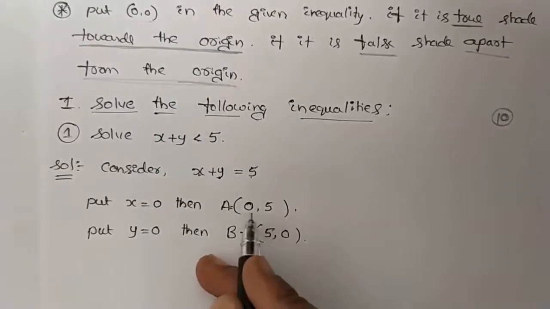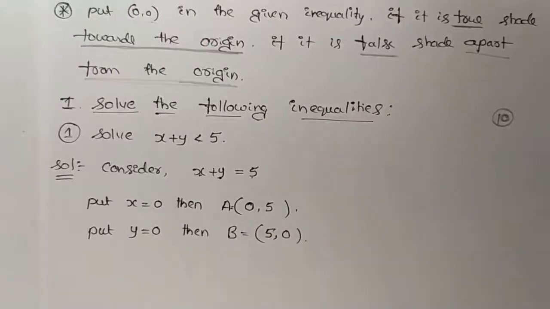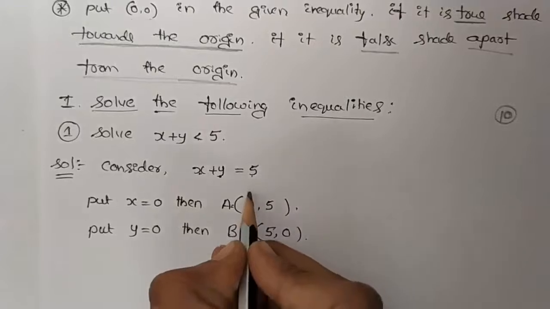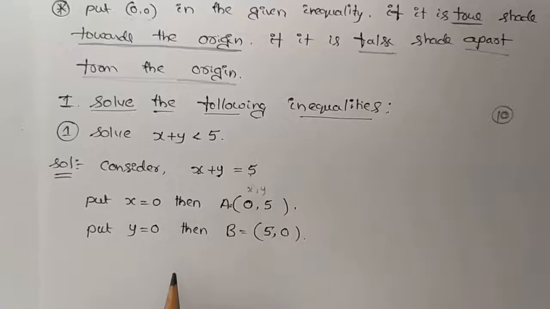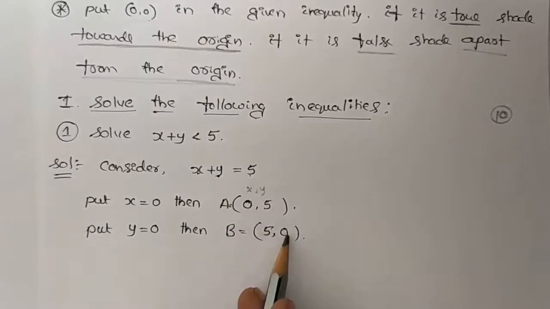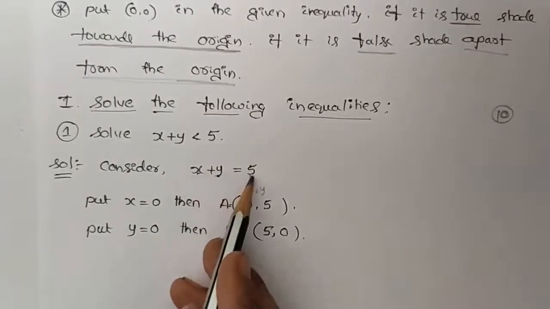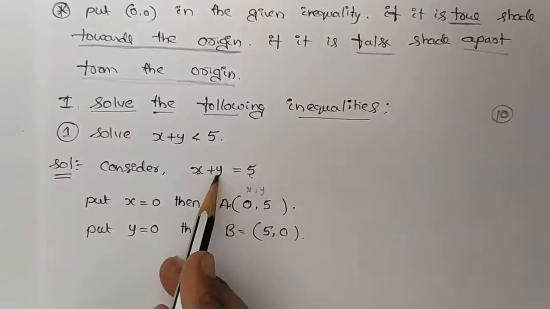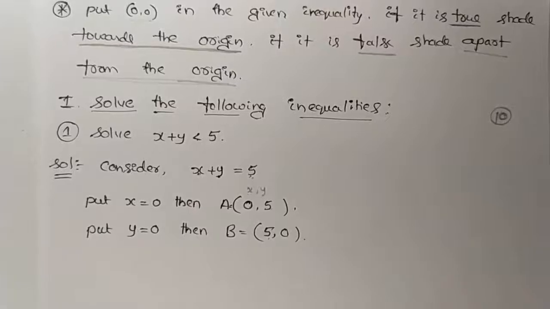Points may be represented in the form of x comma y. For A, the x value is 0 and the y value is 5. For B, the x value is 5 and the y value is 0. If we put x as 0, we get y equals 5, that is 0 comma 5. If we put y as 0, we get x equals 5, that is 5 comma 0. So the second step is over.